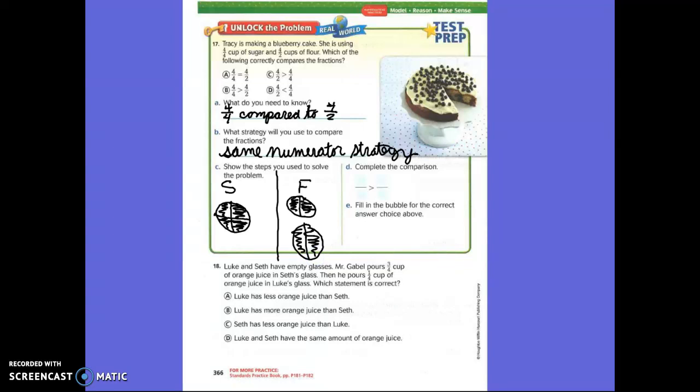Okay, so which one's bigger then? 4 fourths or 4 halves? 4 halves. It is greater than 4 fourths. So when you see that, now fill in the bubble that correctly shows that. They tried to trick you though.